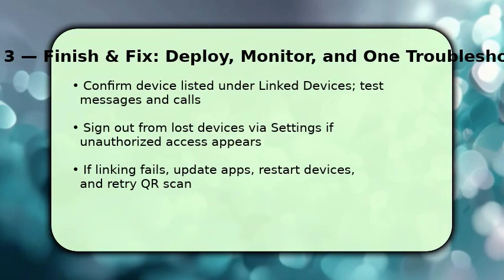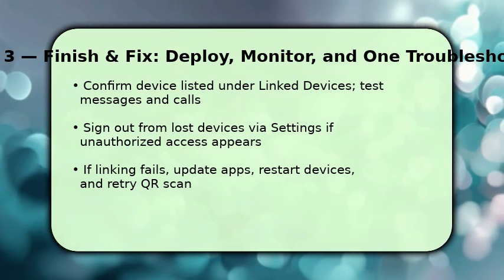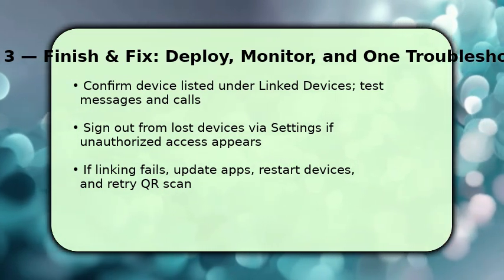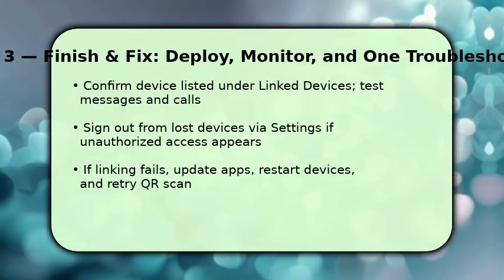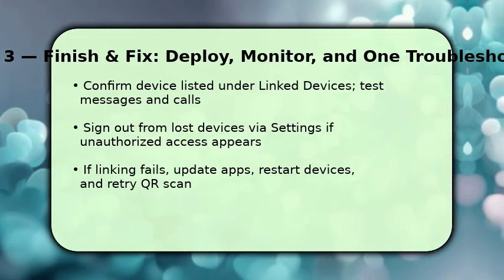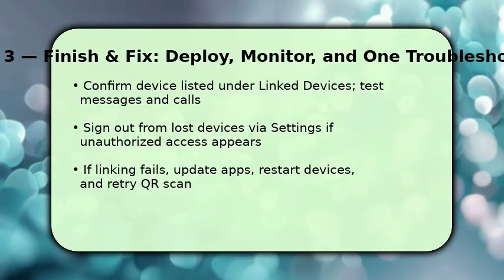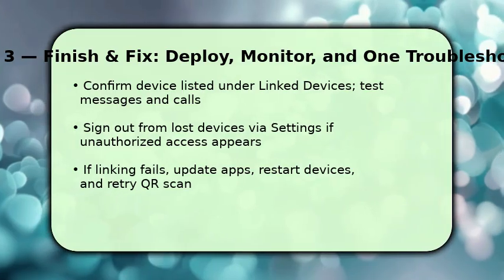You finish by confirming the new device appears under Settings, Linked Devices, then send a test message and place a test call so you verify full functionality. If you see an unknown device, sign it out immediately from the primary phone to revoke access.